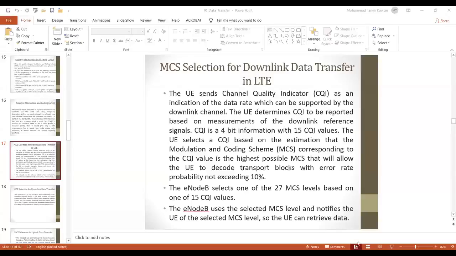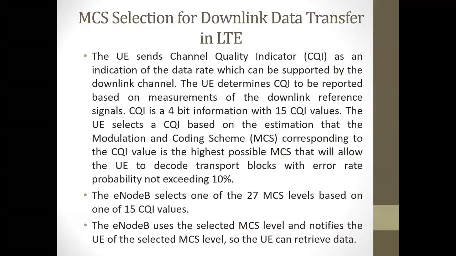Now for downlink, we already discussed last time that the base station will decide what MCS level should be used for downlink data transfer. But the UE knows the radio link quality because it is the receiver for downlink data transfer, not the base station. So it knows the quality of the received signal. But the MCS should depend on the received signal quality. So how will the base station decide?